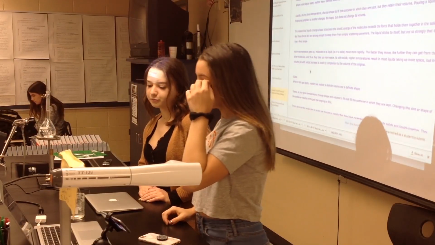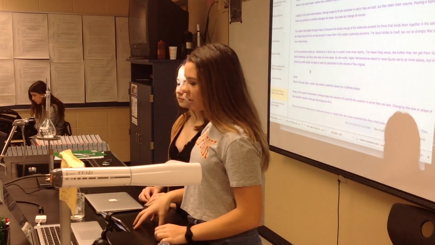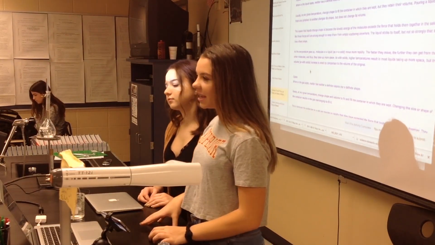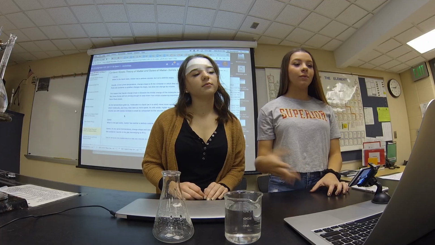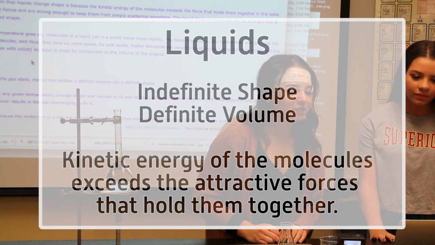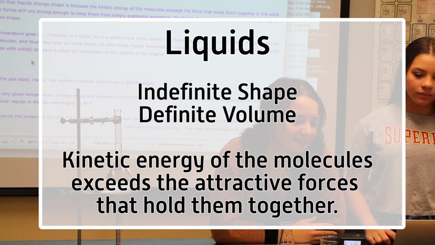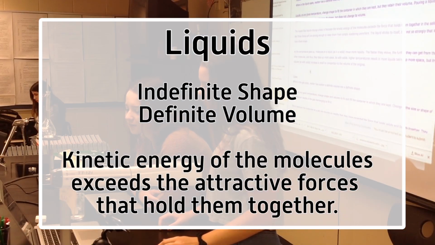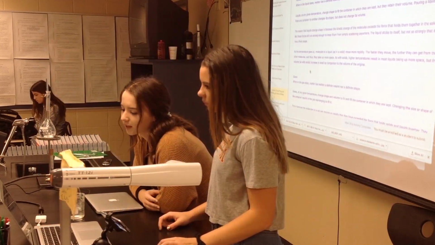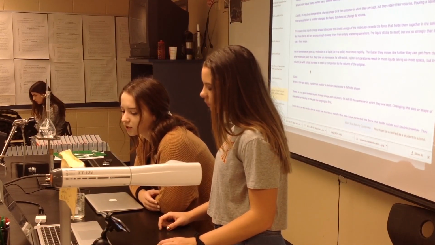Liquids at any given temperature change shape to fit the container in which they're kept, but they retain their volume. Pouring a liquid from one container to another changes its shape but not its volume, just like we demonstrated. The reason that liquids change shape is because the kinetic energy of the molecules exceeds the force that holds them together in the solid. But those forces are still strong enough to keep them from simply scattering anywhere. The liquid sticks to itself, but not so strongly that it has a fixed shape.